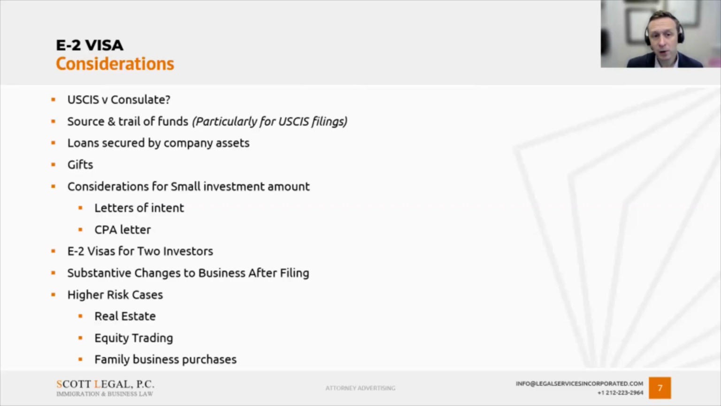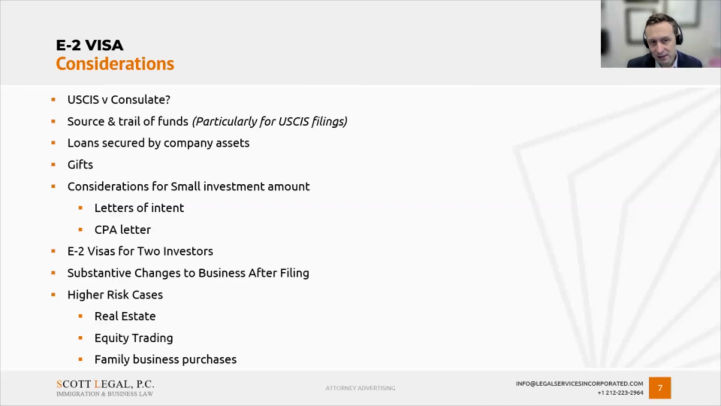Some considerations for small investment amounts. Yongki mentioned at the very start of the presentation that we do regularly handle what we call high risk cases. And usually what that means is applications with a low investment amount. Even our firm was started on a very low investment amount. So we are personally and intimately familiar with how you can be approved with a low investment amount. When I say a low investment amount, I do mean under $100,000.